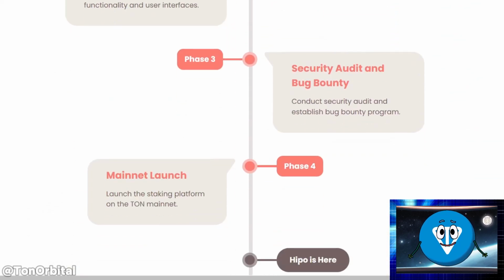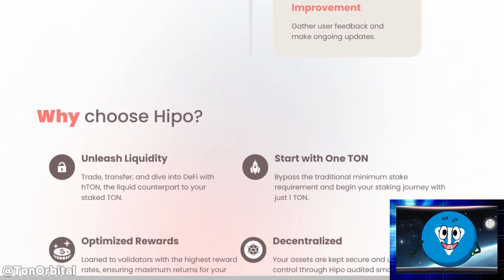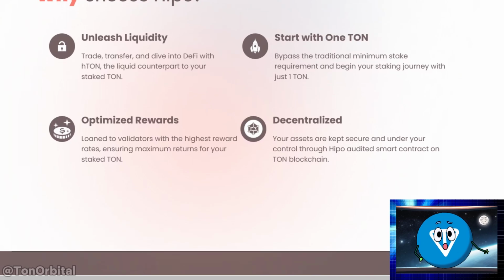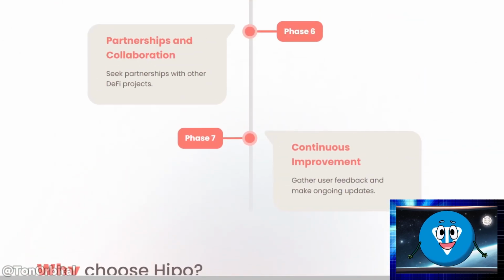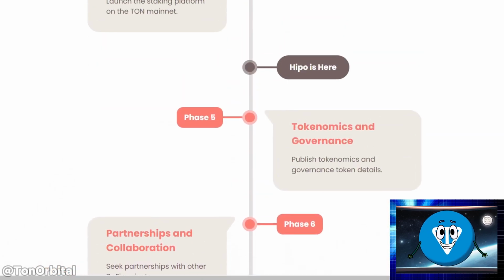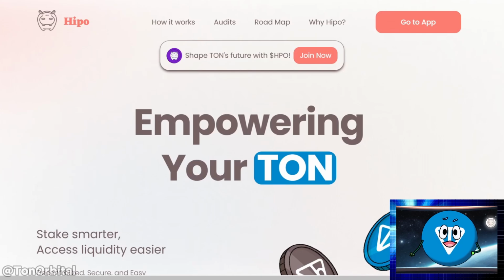Meanwhile, the hTON tokens you receive can be freely used in DeFi activities, such as trading, lending, or farming, enabling you to earn additional rewards while still receiving staking returns from your locked TON. Hipo handles the complex staking and validator selection process, letting you focus on maximizing your returns.